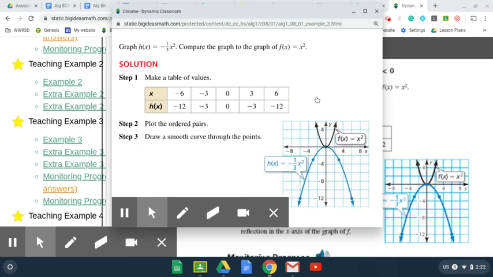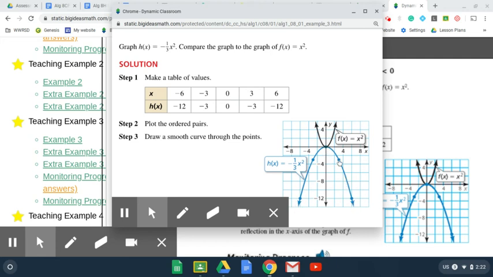Next, we're going to plot these points on our coordinate plane. So look at this black graph here. This again is the parent function with just f of x equals x squared. Now we're going to plot the points for our new function from our table. So this is the point -6, -12. Here's the point -3, -3. Then 0, 0. Then 3, -3. Then 6, -12. And we're going to draw this smooth curve to form the parabola here.